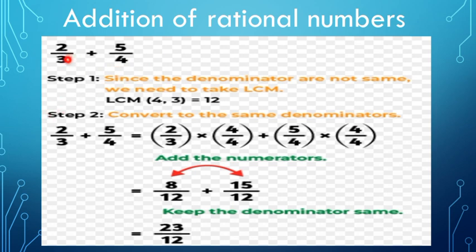Now 3 into 4 and 2 into 4. So 4 2s are 8, 8 by 12, and 3 4s are 12. And 5 into 3 by 4 into 3. So 5 3s are 15 and 4 3s are 12. So 15 by 12. So 8 by 12 plus 15 by 12, you get 23 by 12.